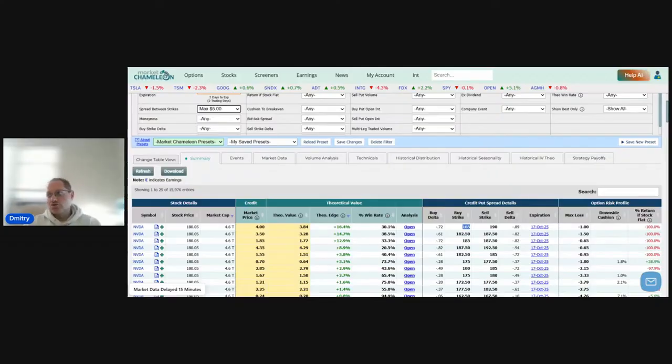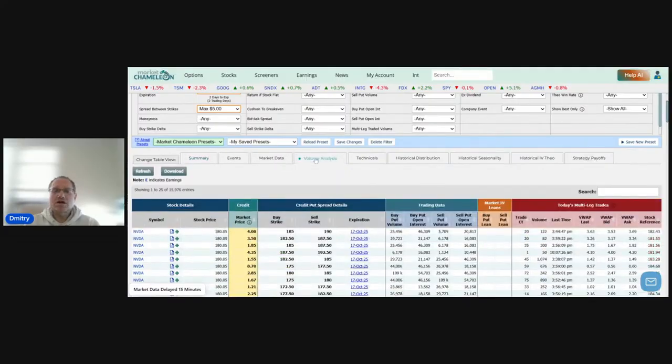When there's trading volume, there potentially could be opportunities based on how supply and demand are pushing the values of these options. First, we're going to come over here just to show you where we see in the screener in our data where the volume is for each of these options. So we're going to go over here, volume analysis, click on this tab.